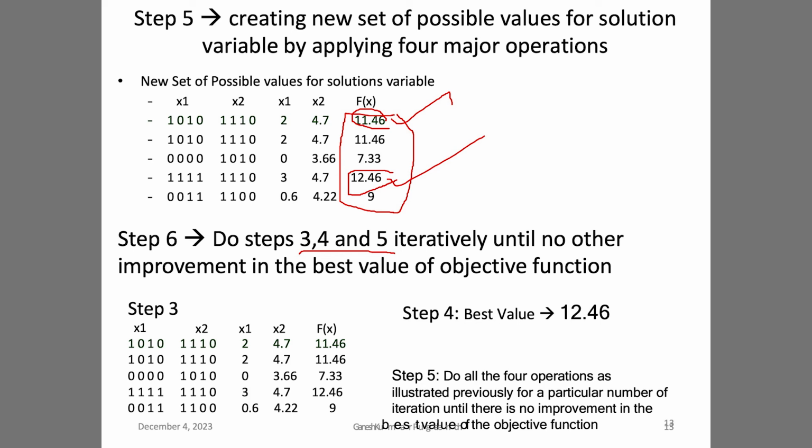Whenever you start applying these operations as illustrated, step 3, 4 and 5 should be repeatedly conducted. At the first iteration itself, you could observe that from 11.46 as the maximum value, subsequently we got 12.46 as the maximum value. If you do this operation repeatedly for about 10 iterations, for about 100 iterations, definitely your best value keeps on increasing, and the final best value should be the best value for this entire problem, and it should be displayed as the best value. So this way you should do that operation.